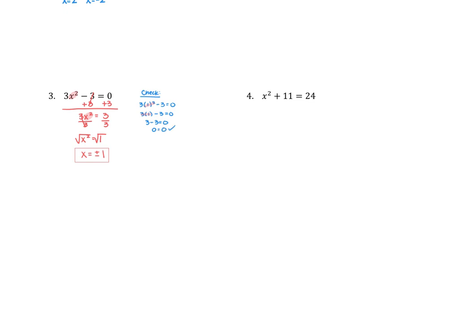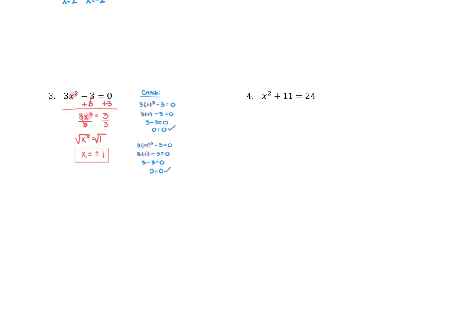Now you'd want to check your negative solution of -1. Same thing, I'm going to do my -1 squared, which gives me +1. Then I can multiply 3 times 1 to get 3, and 3 minus 3 is 0.